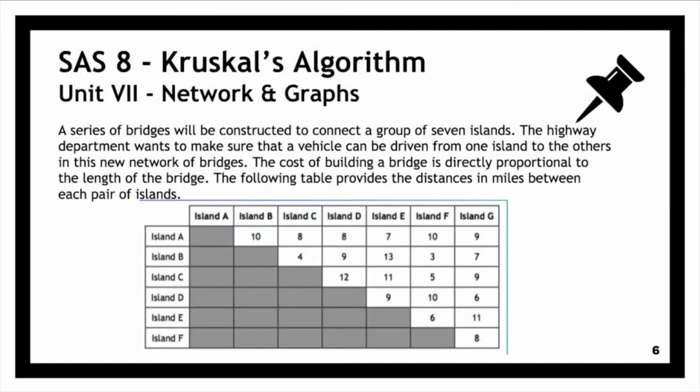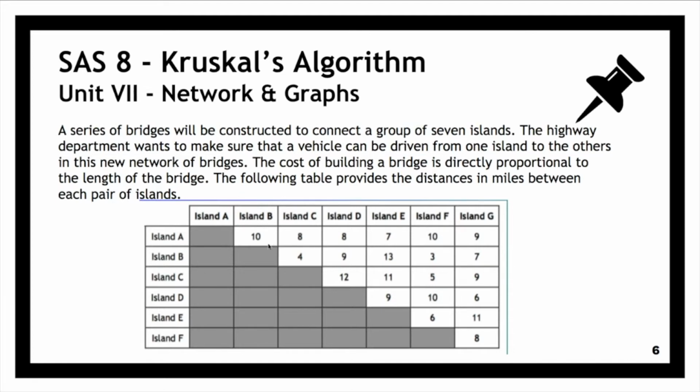All right, so a series of bridges will be constructed to connect a group of 7 islands. The highway department wants to make sure that a vehicle can be driven from one island to all the others in this new network of bridges. The cost of building a bridge is directly proportional to the length of the bridge. The following table provides the distance in miles between each pair of islands.